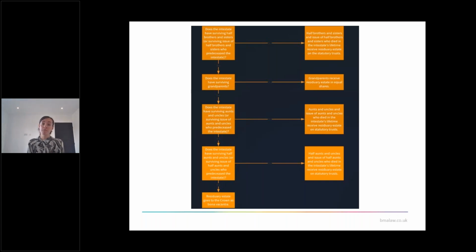But please note, if a member of these categories dies before the intestate leaving issue, then the issue will take their parents' share, and if more than one, in equal shares. So, for example, if you have an intestate who had a sibling, a sister or a brother, who had passed away before them, then their children would inherit that share instead, so the niece or nephew.